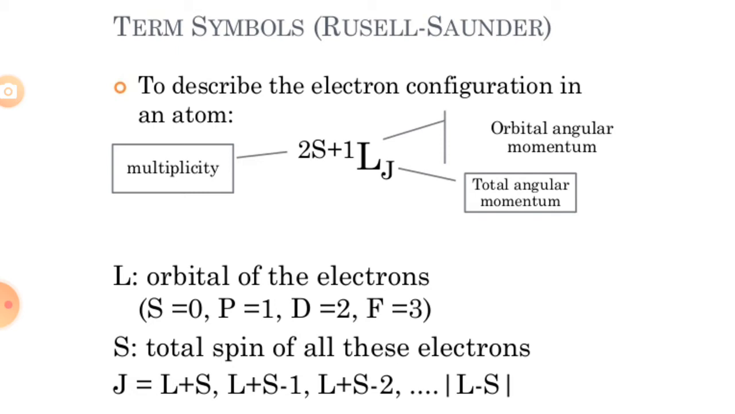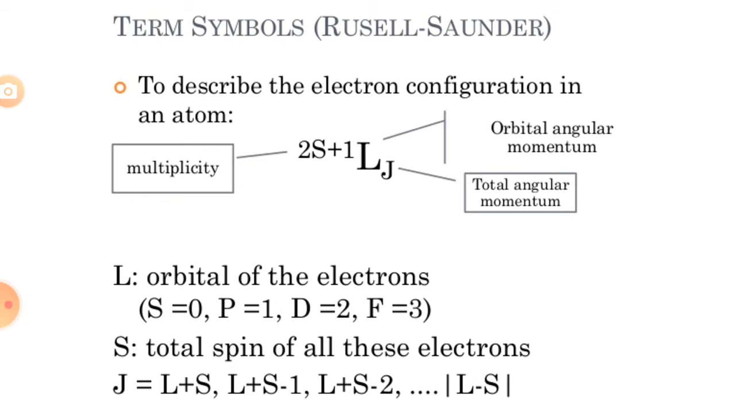Then the second rule is, if there is more than one term of the same multiplicity, then the term with the largest value of L will be the ground state. If there are two states like doublet P and doublet D, then the ground state must be doublet D.